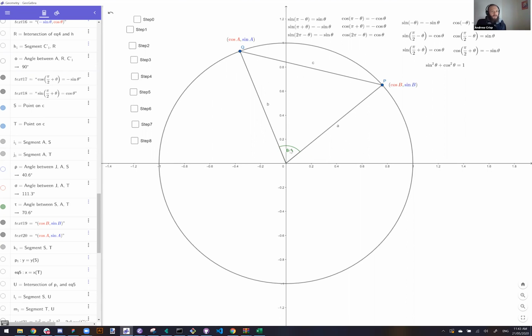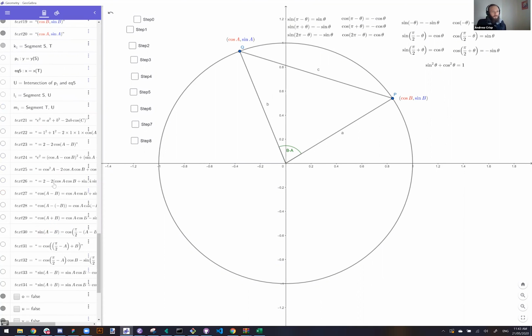And you can see that this is a triangle where I know the 2 distances here and here, and I have an angle in between them, b minus a. And I should be able to calculate c, or at least express c in terms of this angle. So let's do it. And it looks like this.